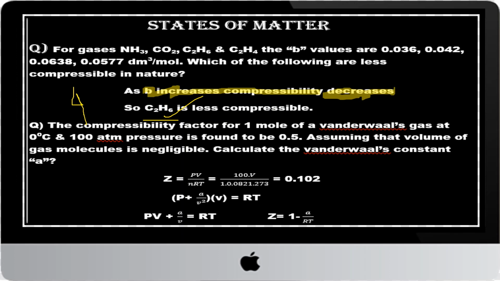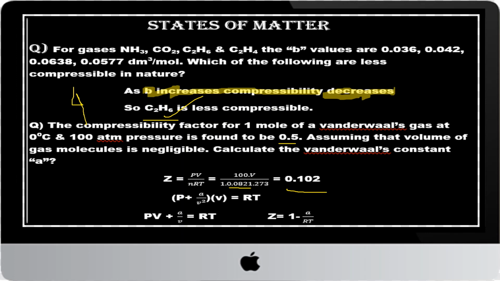The next question: the compressibility factor for 1 mole of a van der Waals gas at 0 degrees Celsius and 100 atmosphere pressure is found to be 0.5. Assuming that the volume of gas molecules is negligible, calculate the van der Waals constant A. Simply use the compressibility factor Z equals PV by nRT. Then pressure is 100, n is 1, R is 0.0821 and T is the temperature 273. Then we will find V as 0.102.